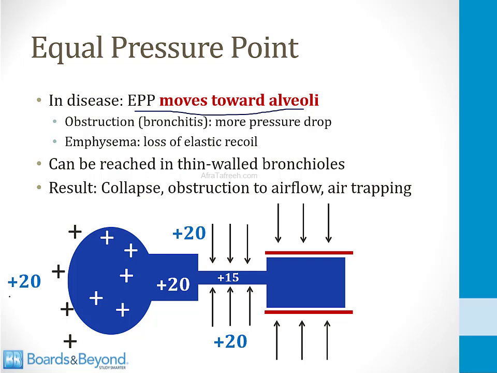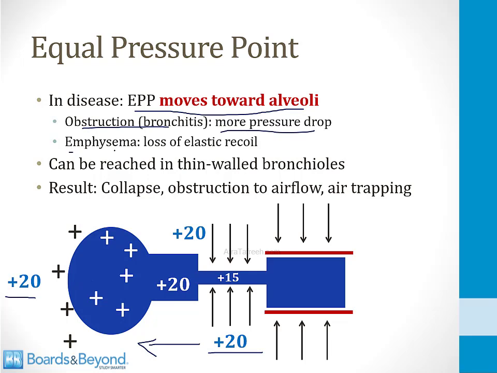So let's imagine that we have a pressure of plus 20 again during forced exhalation. And now let's imagine that the equal pressure point has moved this way towards the alveolus. Now we reach a situation where we've got higher pleural pressure than airway pressure outside of the cartilaginous airways, and that's going to lead to airway collapse. This can happen in patients who have airway obstruction, like from bronchitis. We'll talk about that in a minute, but the pressure drops more rapidly there, so it goes from 35 to 0 more quickly, and therefore the equal pressure point occurs closer to the alveoli.